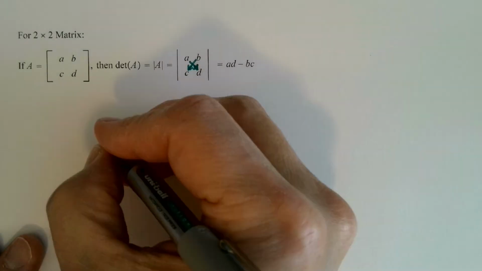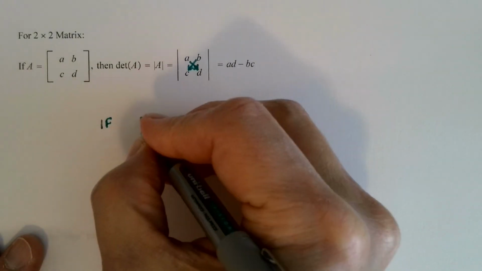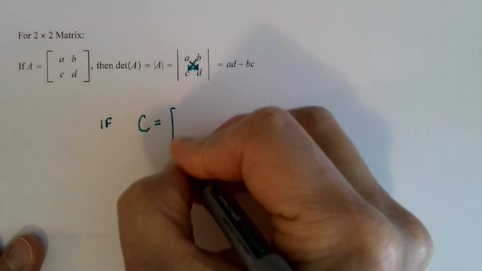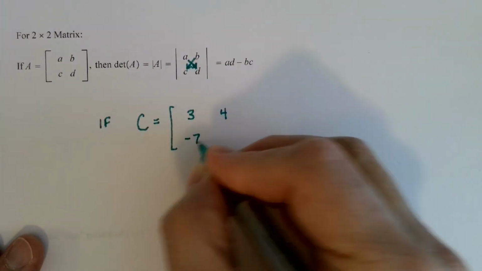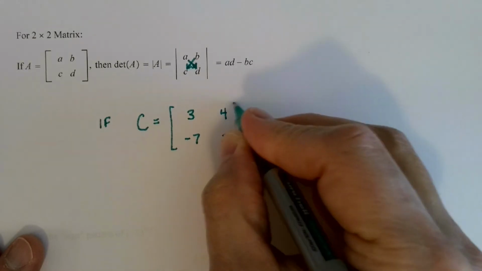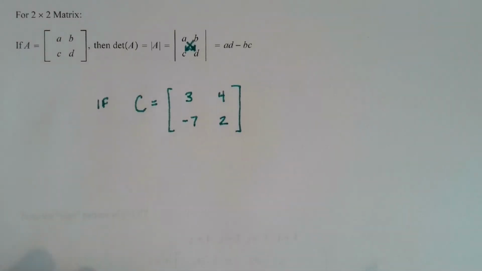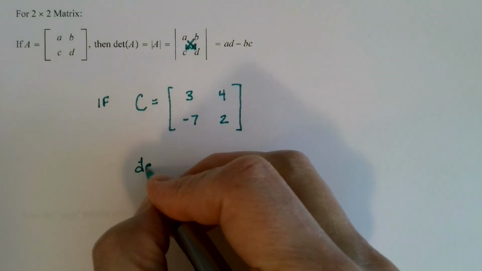Okay, so if we say a matrix C is this matrix, then what is the determinant of C?